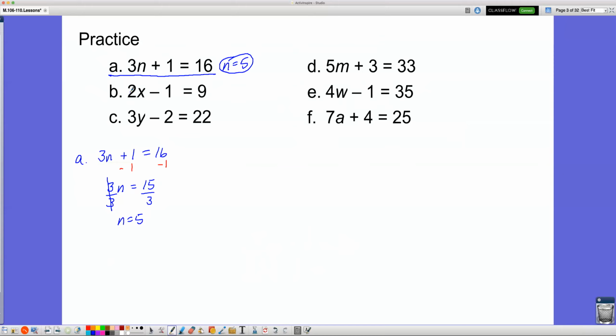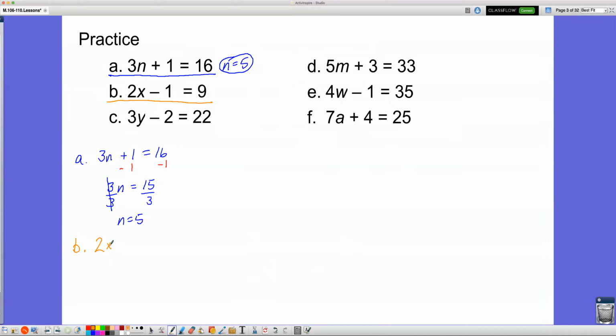All right. And if I want to double check that, I just substitute 5 in for n. So that would be 5 times 3 is 15. 15 plus 1 is 16. The answer is correct. Let's go on to letter B here. 2x minus 1 equals 9. For letter B, go ahead and answer it on your own.